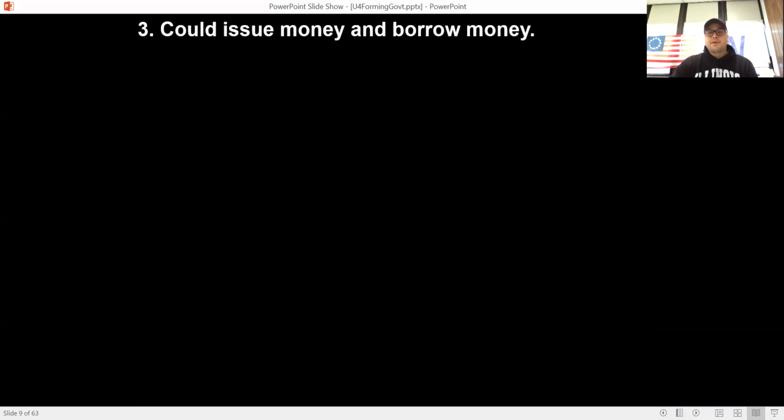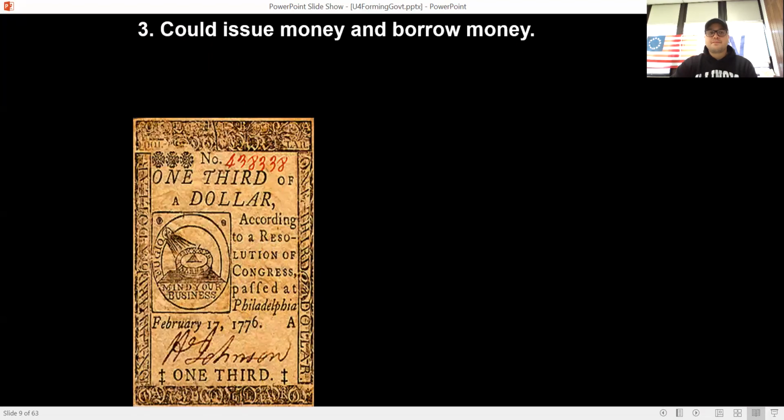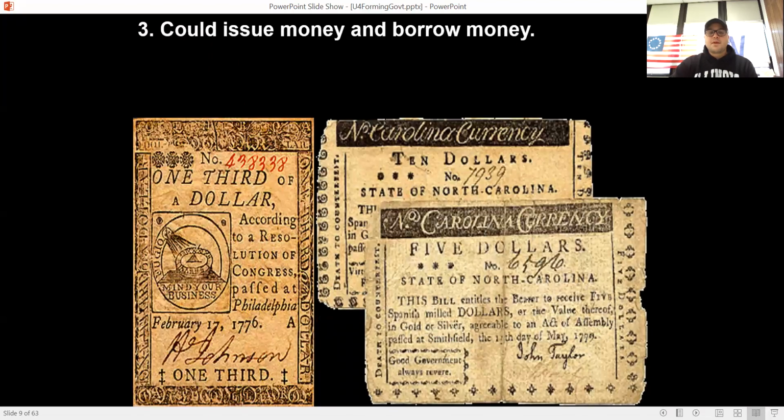Number 3, it could issue money or borrow money. When we're thinking about borrowing money, we are focusing on taking out loans from other European countries, like the United States had to do with France and Spain to fight the American Revolution. They can issue money, but that's going to be a major problem because in order for money to be worth something, you need to have gold and or silver as reserves to back that up. Here are some images of a continental dollar, something we'll talk about as we progress through the next few units.